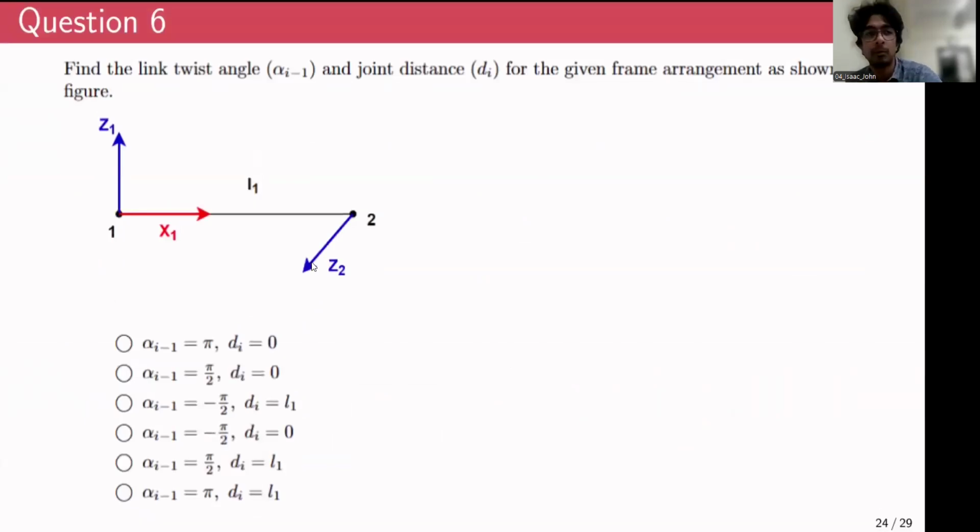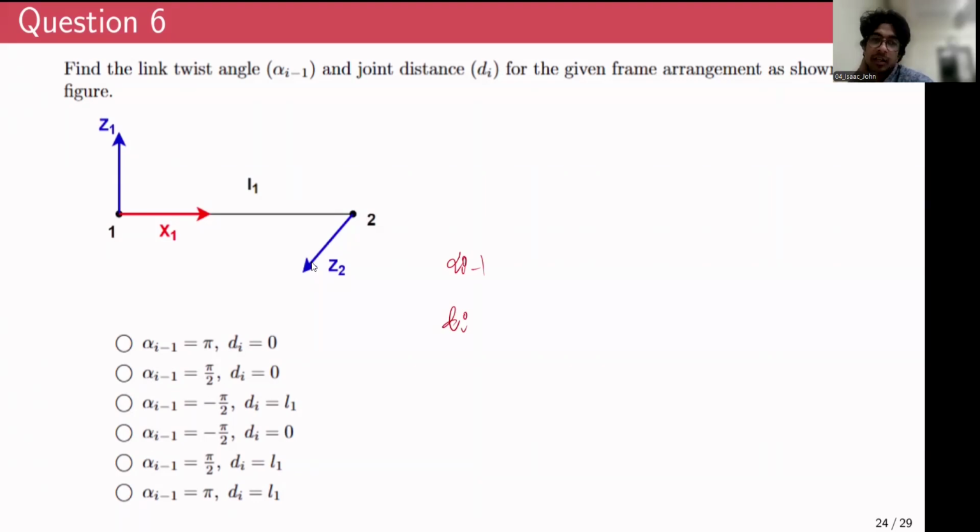Okay, now we move on to questions with DH parameters. You are given 2 frames. Find the link twist angle and the joint distance for the given frame arrangement as shown in the figure. So you are asked to find out the link twist angle alpha i minus 1 and the joint distance d i for the frame arrangement given in this question.